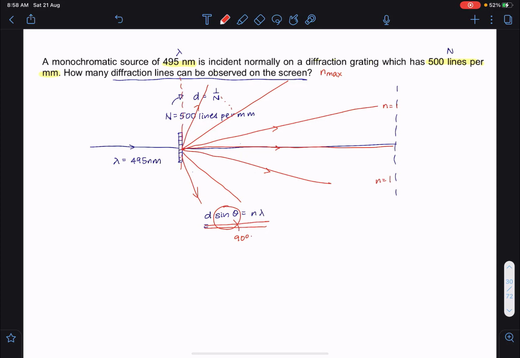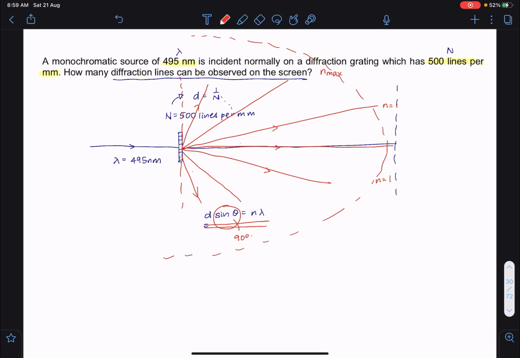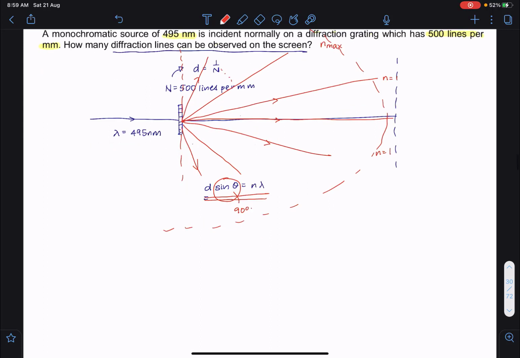Of course, some of you may be saying that, hey, my screen is flat. How is it ever possible to be 90 degrees? So we can imagine either the screen to be infinitely long, or alternatively, instead of having a flat screen like this, we can actually have a circular screen. So if you have a circular screen, then yes, you are able to capture all the diffraction patterns. Alright? So that is actually the crux for solving for maximum order and therefore the number of diffraction lines.